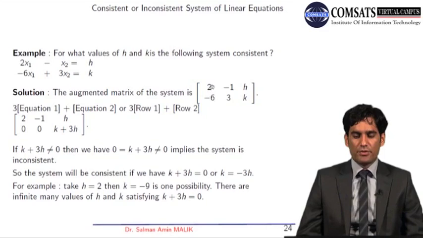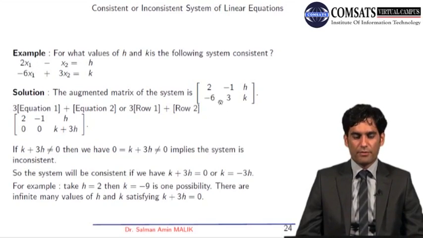We try to eliminate the x1 variable as usual from the augmented matrix, and we do this row operation on the augmented matrix. 3 times equation 1 plus equation 2 will make the coefficient of x1 in equation 2 zero. Or I will do the same thing: 3 times row 1 plus row 2. It's equivalent to this operation which I am doing on the system of linear equations.